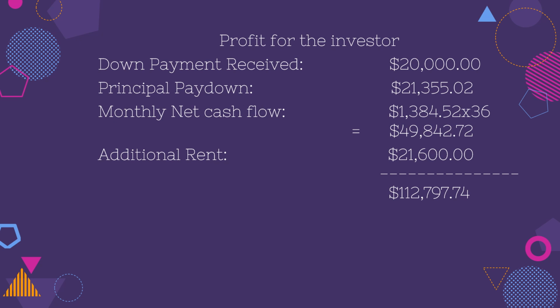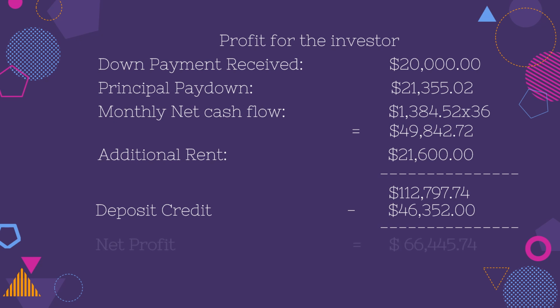So the total income received and accumulated is $112,797.34 minus the deposit credit to the tenant buyer of $46,352, which gives a net profit of $66,445.74. Remember, the house is worth $400,000. The tenant buyer has given $20,000 deposit and the investor is putting 20% down, which means the net that the investor is putting is $60,000.